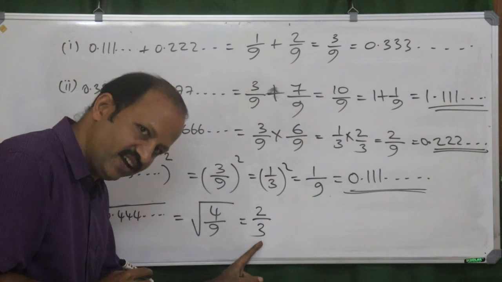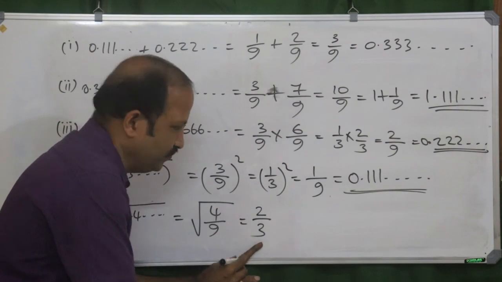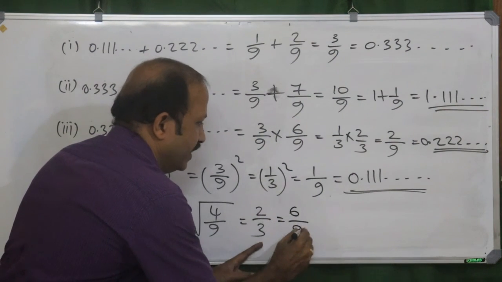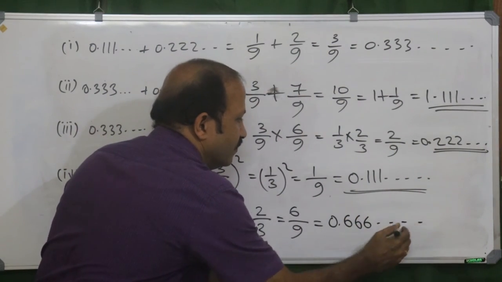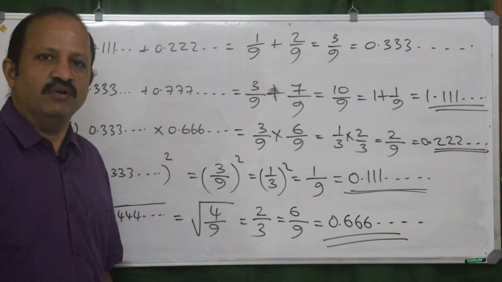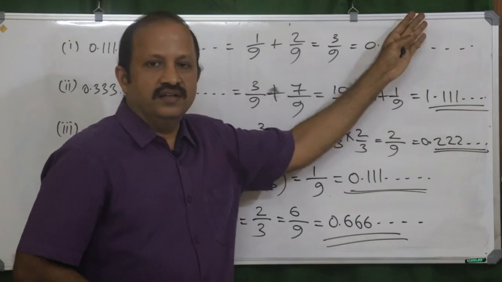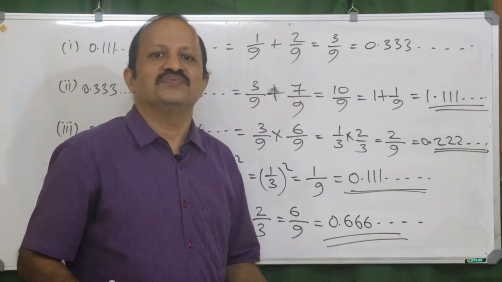Denominator 9 aanenkil namukku decimal form ezhuthaan eluppamaanu. Ithine 9 aakkaan into 3 cheydaal mathiyallo. Appo numeratorilum. So 2 times 3 is 6. 3 times 3 is 9. 6/9 means 0.666, etc. Decimal form kitti. So for all these operations we found their results in the decimal form. Okay, that's all. Thank you.